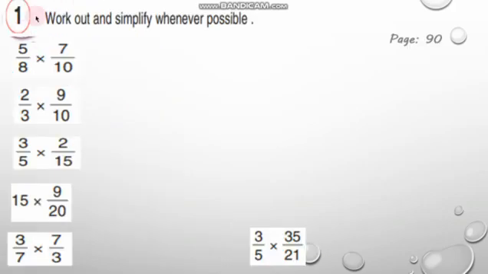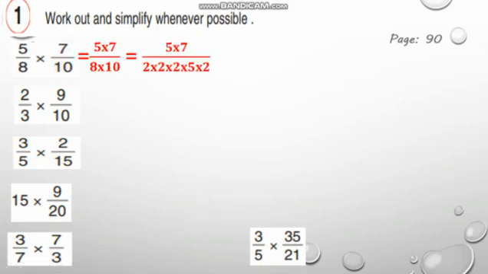Now page 90. Number 1. Work out and simplify whenever possible. Let's see. Here I have 5 over 8 times 7 over 10. I multiply the numerators together and the denominators together. So 5 times 7 over 8 times 10. I can write instead of 8, 2 times 2 times 2, and instead of 10, 2 times 5. Now I can simplify by 5 and I complete. 7 over 16 is the answer.